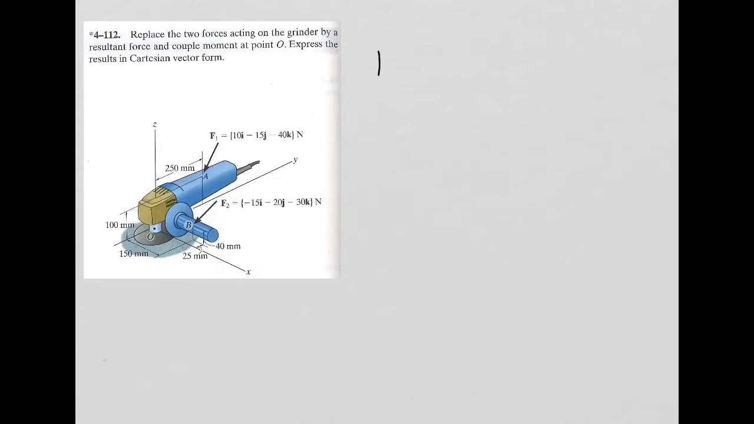So the first thing I'm going to do is to obtain the resultant of the forces. In this case, I have two forces, so that resultant is going to be equal to force F1 plus force F2. I have the vectors of these two forces, so I can continue here. Force F1.